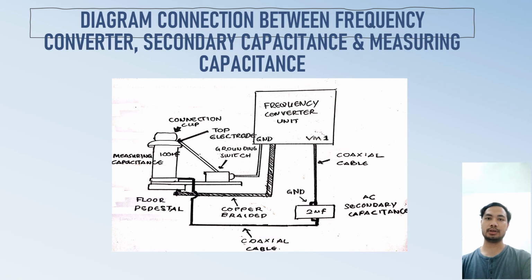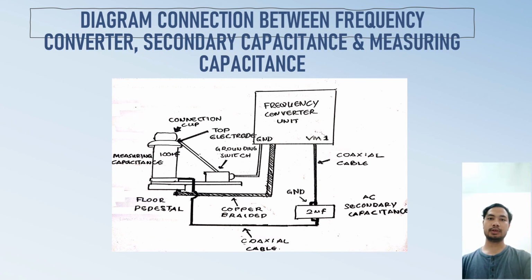Next, the coaxial cable is 50 ohm, connecting the measuring capacitor to the secondary capacitor AC at the female connector to the male BNC coaxial cable. Before connecting the coaxial cable, we need to make sure that the female connector and the grounding point on the secondary capacitance are connected properly. The other side of the secondary capacitance unit is connected to the VM1 port, which is located at the frequency converter, using a coaxial cable. The VM1 port allows a maximum of 7 VRMS through it and is for AC measurement.